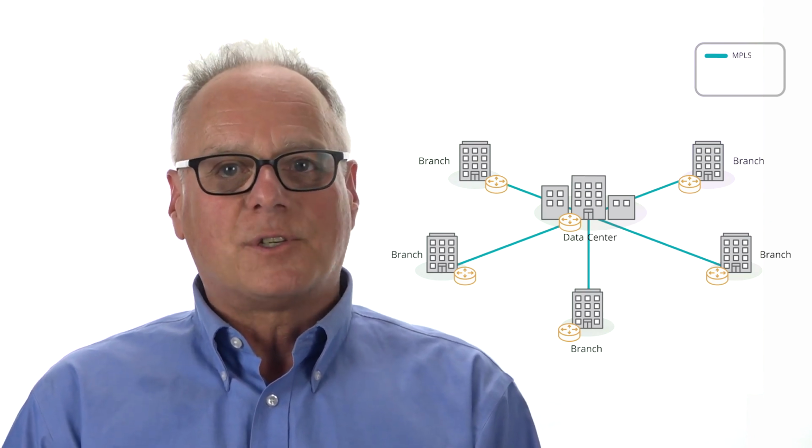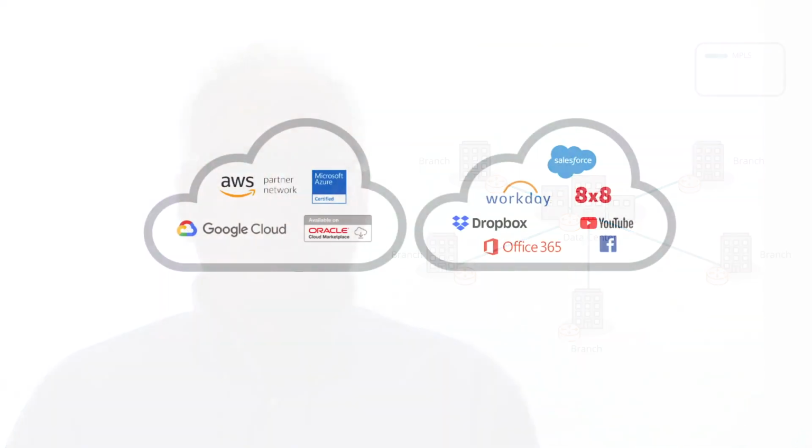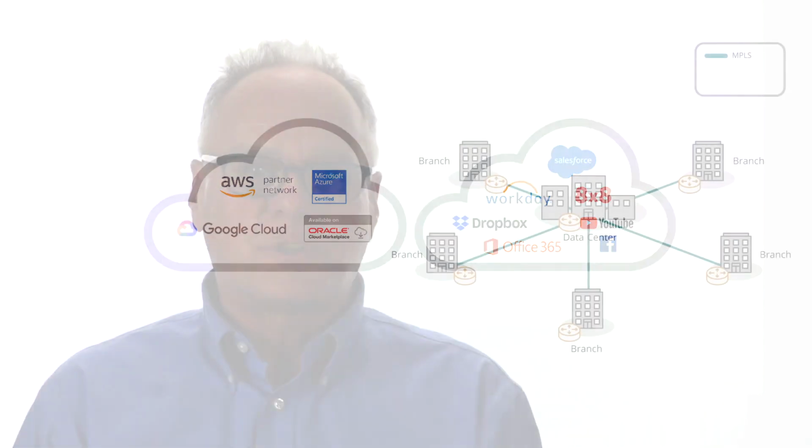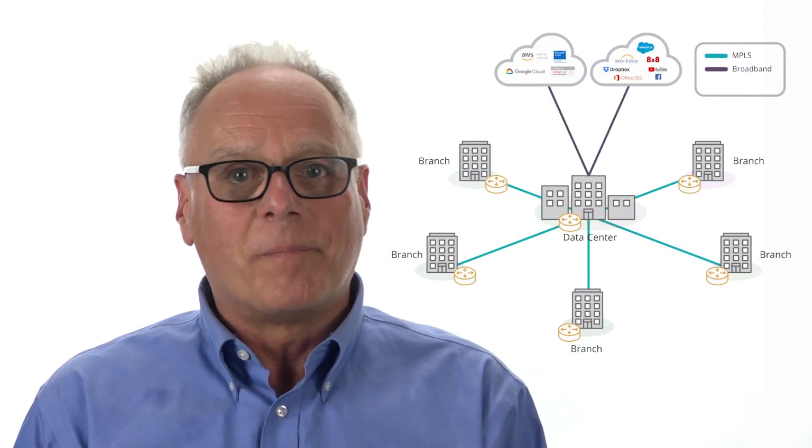But traffic patterns have changed with the introduction of applications moving to the cloud. These could be enterprise apps that are now hosted in Amazon Web Services or Microsoft Azure or Google Cloud, or software as a service apps like Salesforce.com, Workday, Office 365, Box, Dropbox, and even Facebook and more.